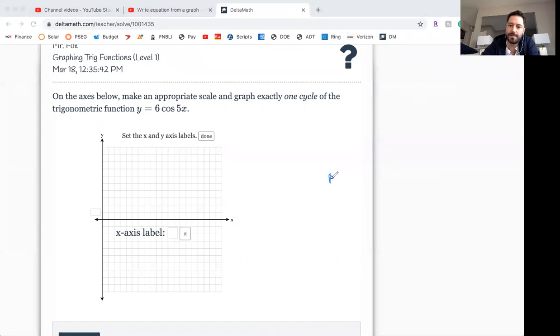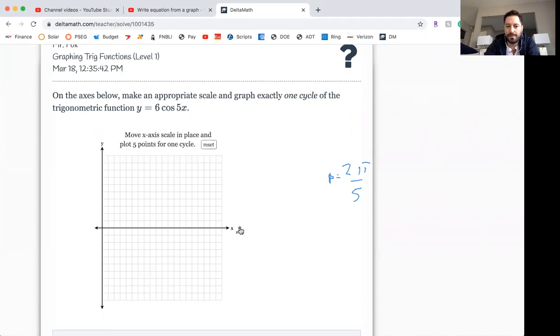So period equaled 2 pi over 5. Okay, so I'm going to label again the y-axis going up by 1. The x-axis, you want this to have 2 pi over 5. And I'll hit done. And now I'll show you a different way that you could have graphed this.